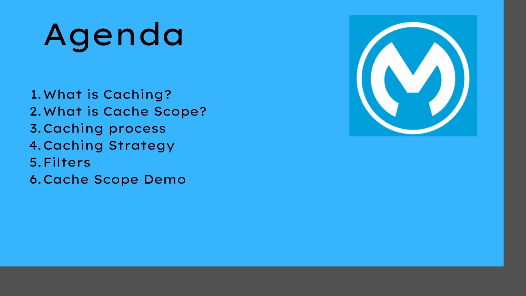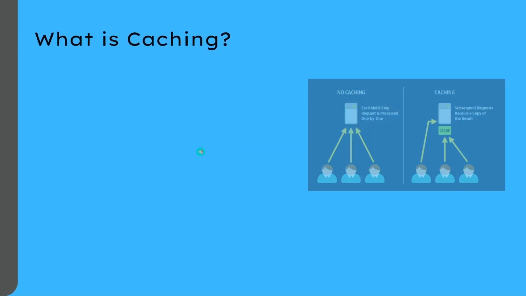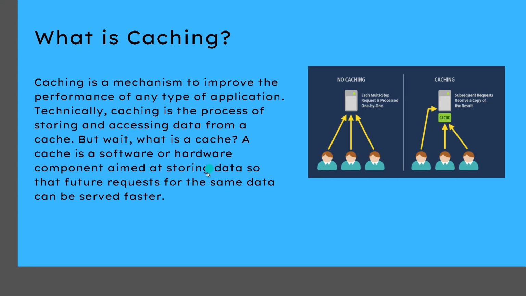What is caching basically? So guys, from the definition it is written, caching is a mechanism to improve the performance of any type of application. Technically, caching is a process of storing and accessing data from a cache memory. So guys, what is cache? Basically, a cache is a software or hardware component that aims at storing data so that future requests for the same data can be served faster. So guys, from this diagram you will get some more clarity.